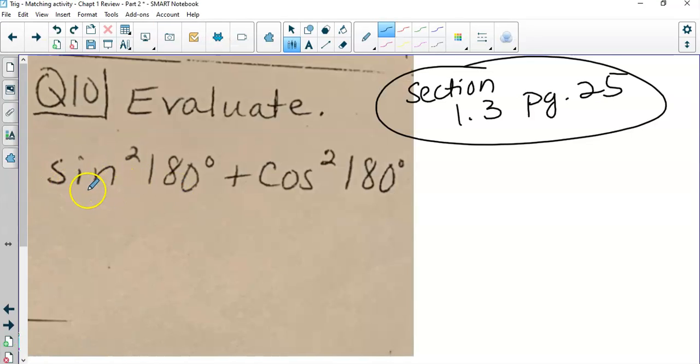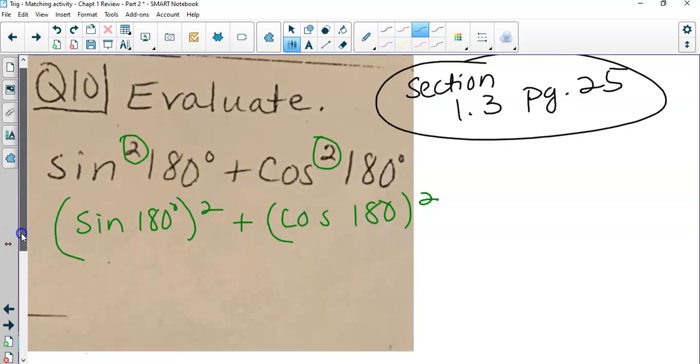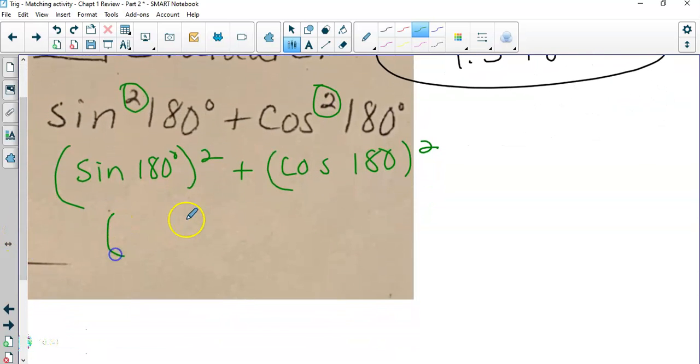So I'm evaluating sine squared 180 plus cosine squared 180. If you remember from when we did these, this means that I take the sine of 180 and I'm going to square it, and the cosine of 180 and I'm going to square it. That's the 2 here and the 2 here. So I'm going to find these values on that chart and I'm going to plug them in.